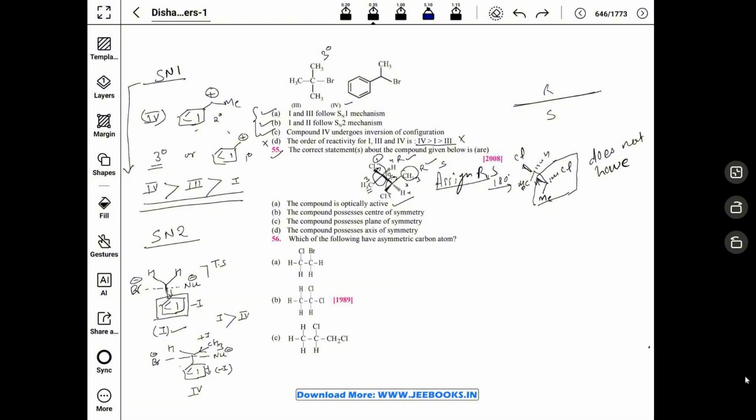Now the second, B, they are asking whether the compound possesses a center of symmetry. If the compound is optically active, then it can't have a center of symmetry. So the statement that the compound possesses a center of symmetry is wrong. The compound possesses a plane of symmetry? No. The compound possesses an axis of symmetry?